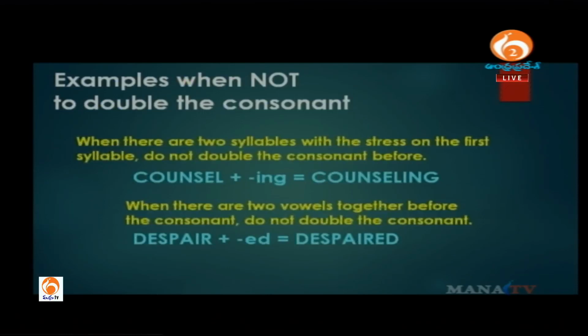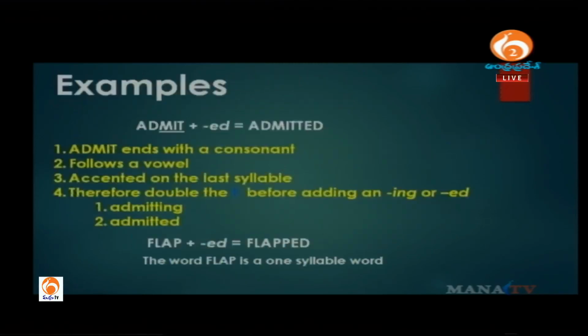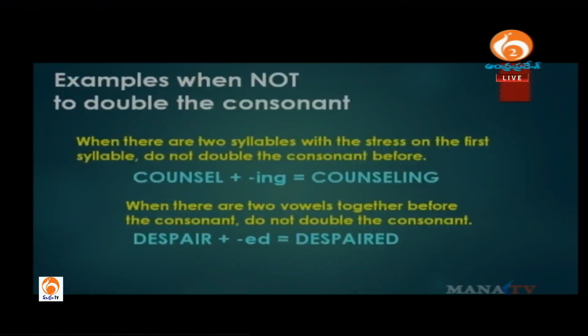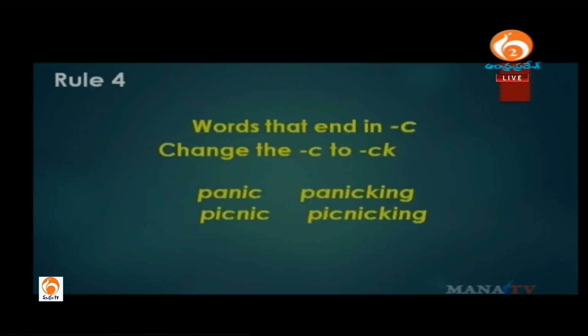When there are 2 vowels together before the consonant, do not double the consonant. For example, despair. Now in despair, I have 2 syllables, dis and pair. And there are 2 vowels here, a and i. If I am adding an ed, even then I will not double the consonant. In the previous examples, like flapped, admitted, I added a consonant. Here I am not adding any consonant.